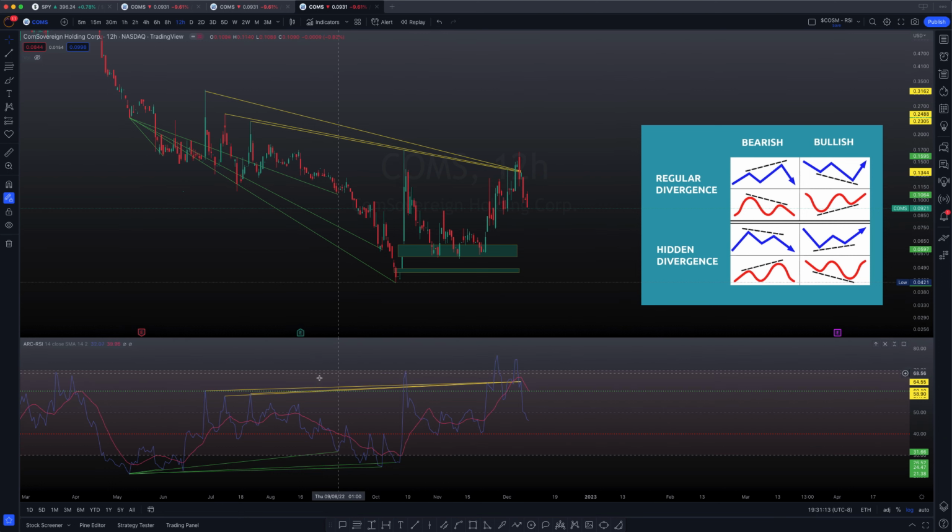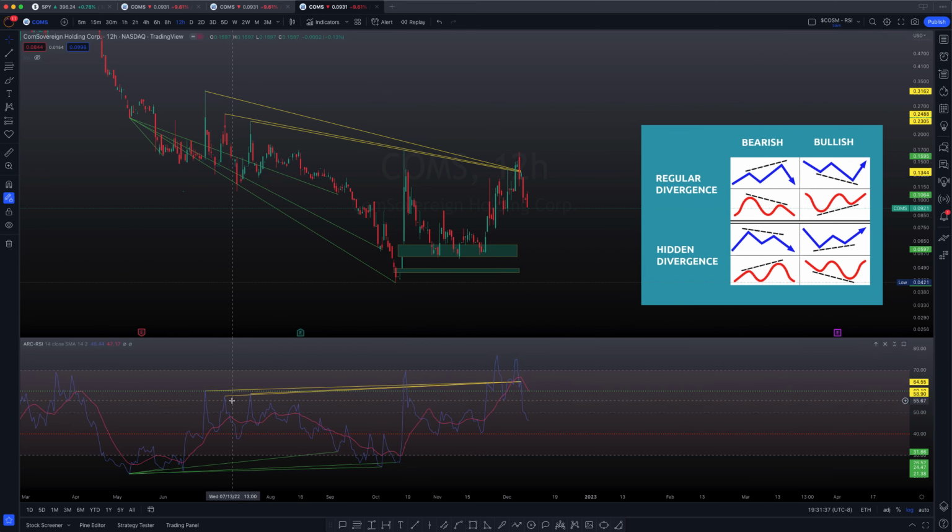So these 3 drives that you're looking at here, marked by these yellow lines that I drew, are 3 drives of hidden bearish divergence, which you can find right here. Hidden bearish divergence happens when the price action is making a series of higher lows, and the RSI signal is making a series of higher highs.